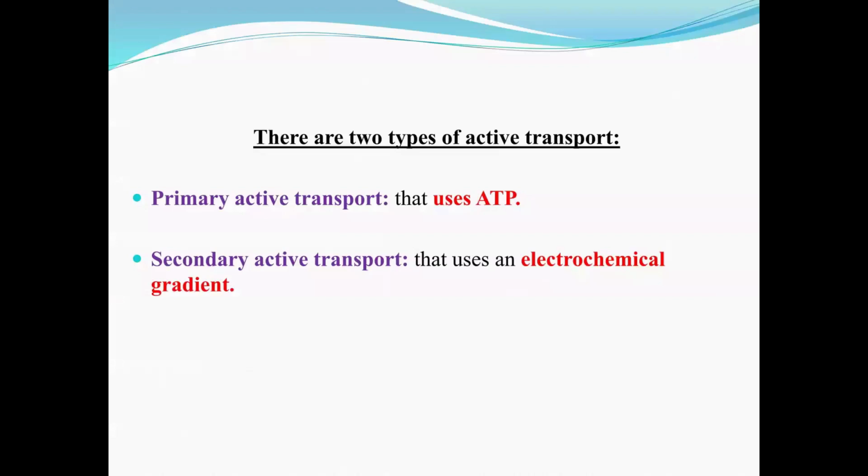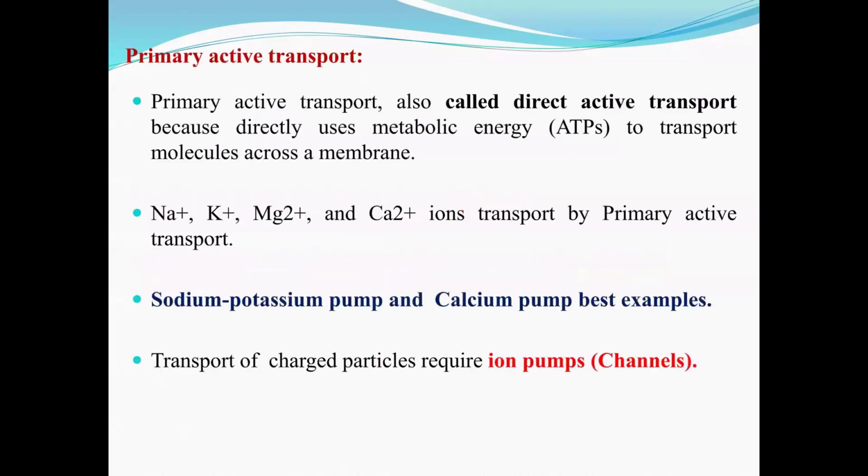So there are two types of active transport. We have primary active transport and secondary active transport. Primary active transport uses ATP, while secondary active transport uses an electrochemical gradient. So what is primary active transport? Primary active transport is also called direct active transport because it directly uses metabolic energy to transport molecules across a cell membrane.